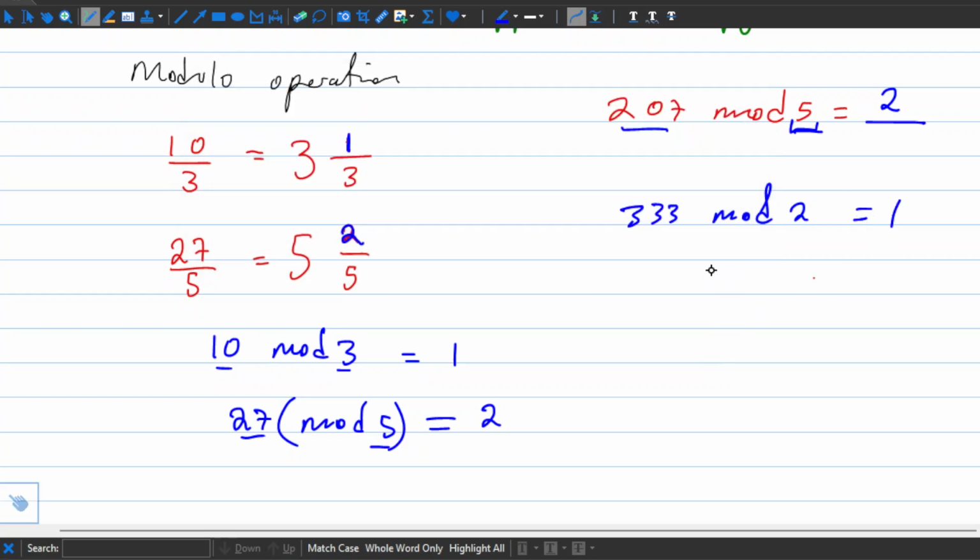Now, one property that you should know is that when the number here is smaller than the number here, the modulus, you don't have to waste your time.